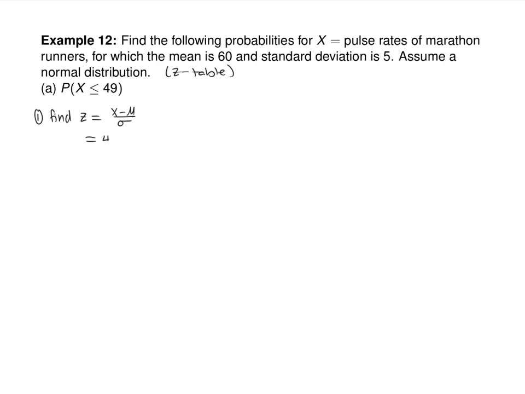The x in this case is 49. Our mu is 60, divided by 5 works out to be negative 2.2. So the probability that x is less than 49 is the same as z is less than or equal to negative 2.2.